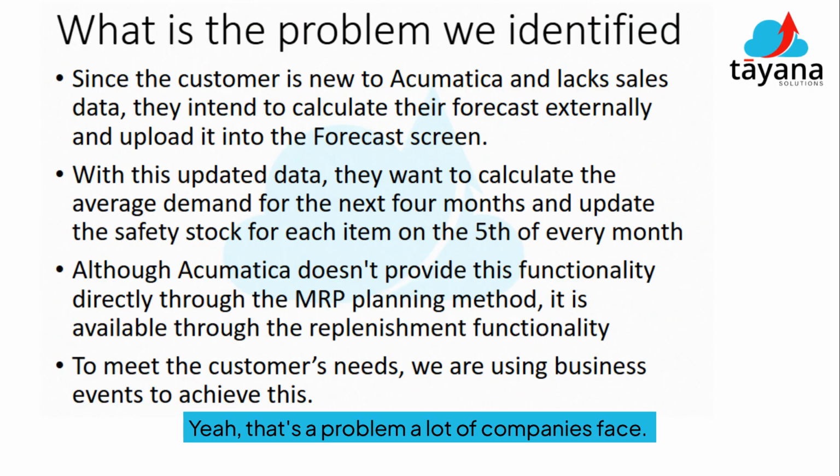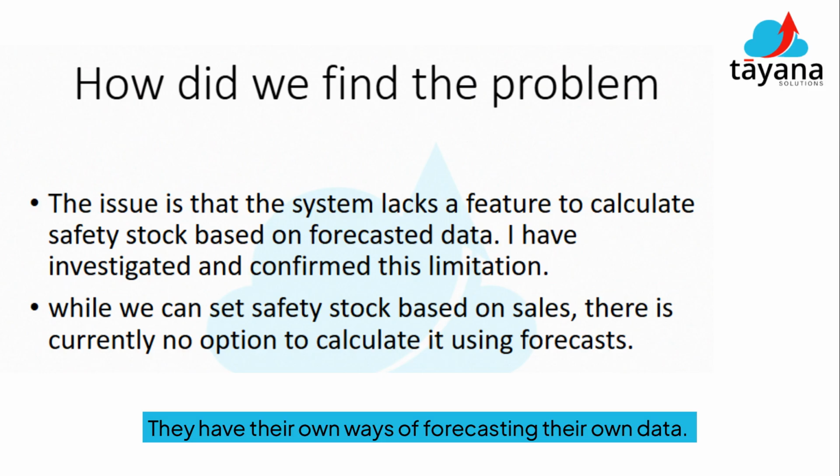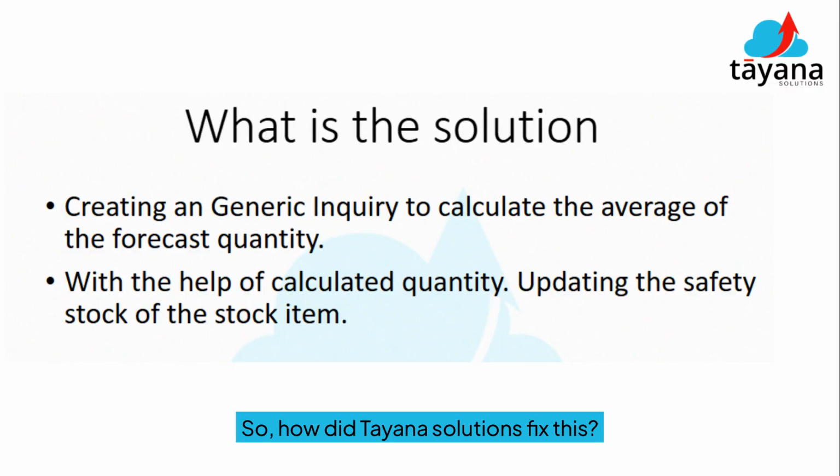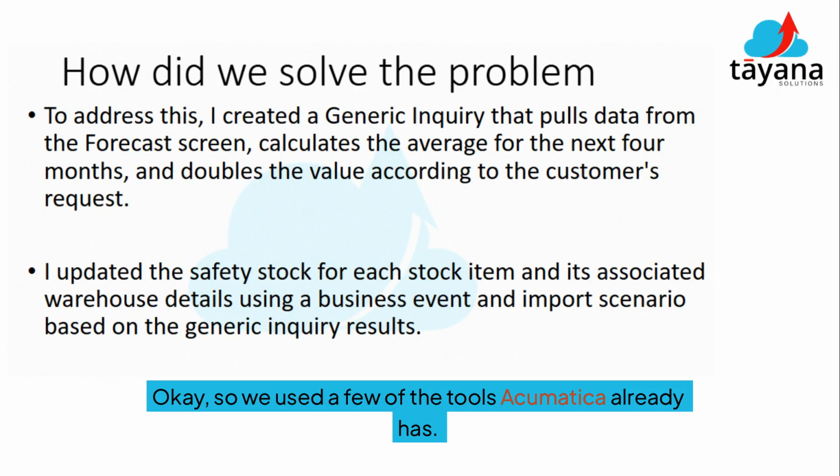Yeah, that's a problem a lot of companies face. They have their own ways of forecasting their own data. The trick is getting that data to talk to Acumatica. Right. So how did Tiana Solutions fix this? Okay, so we used a few of the tools Acumatica already has.